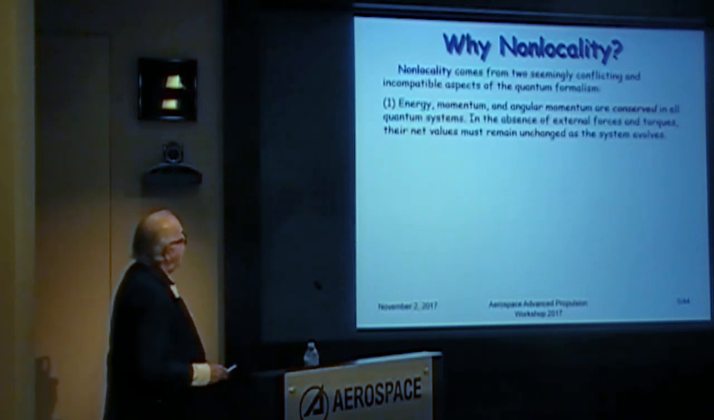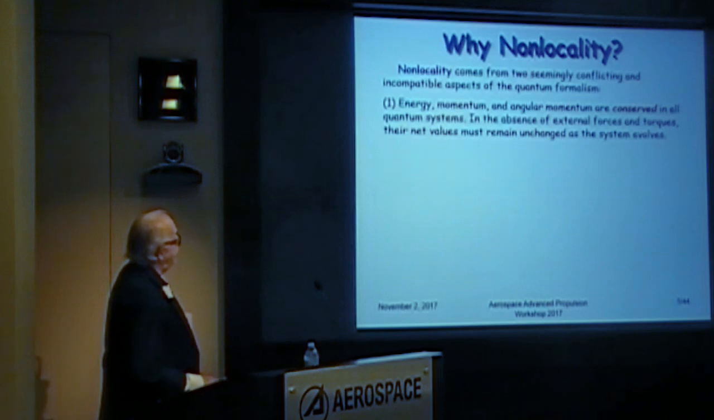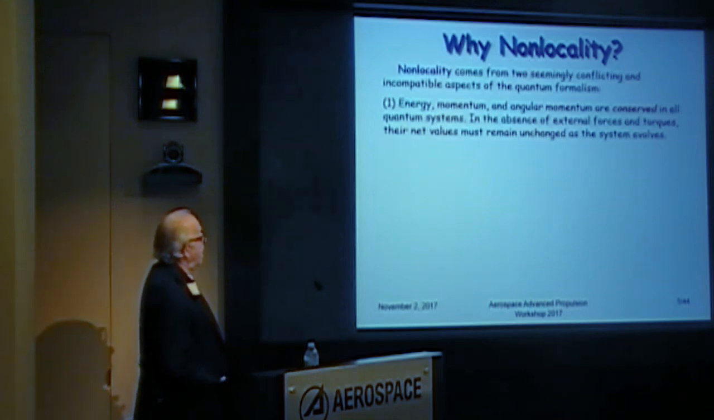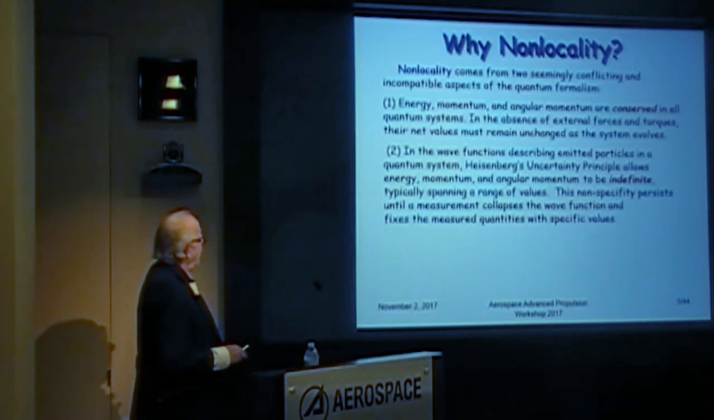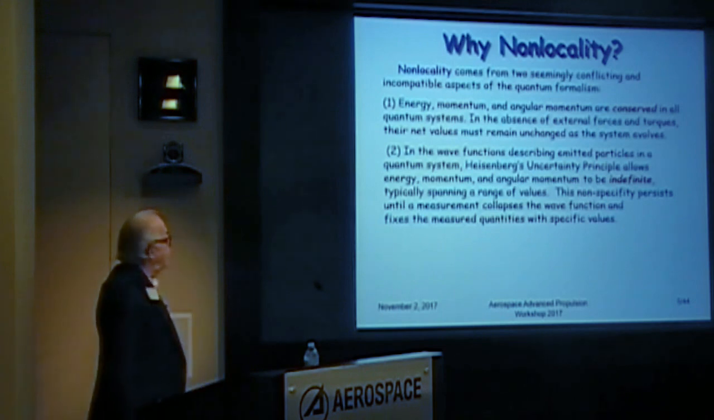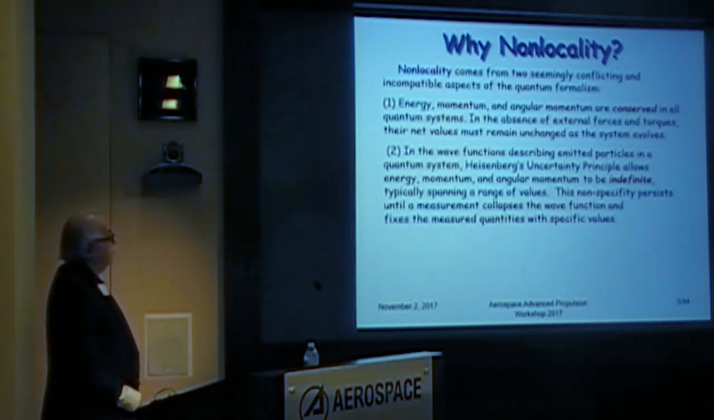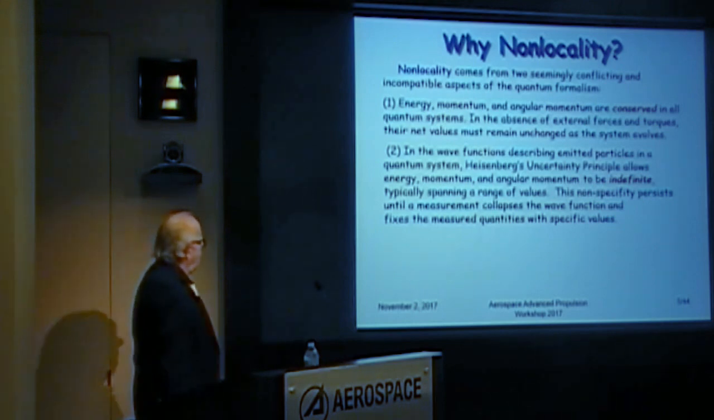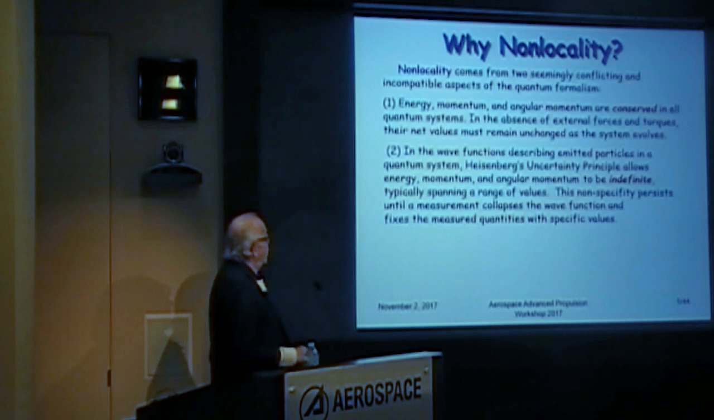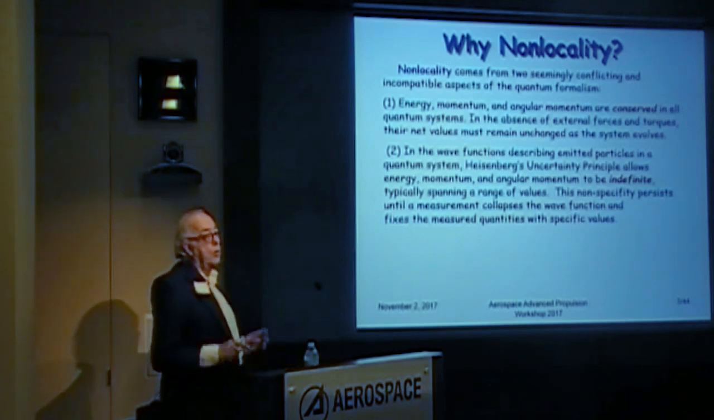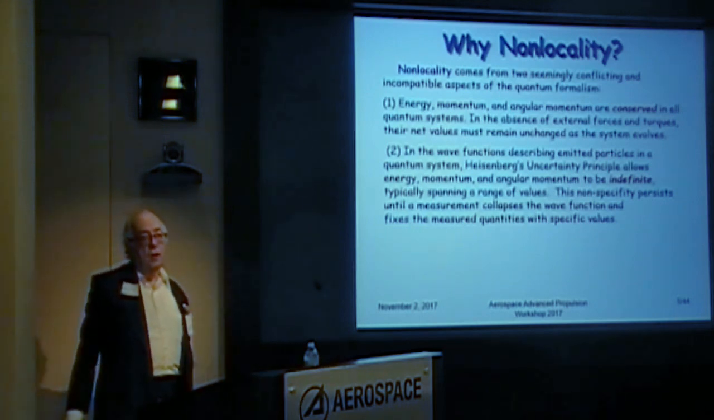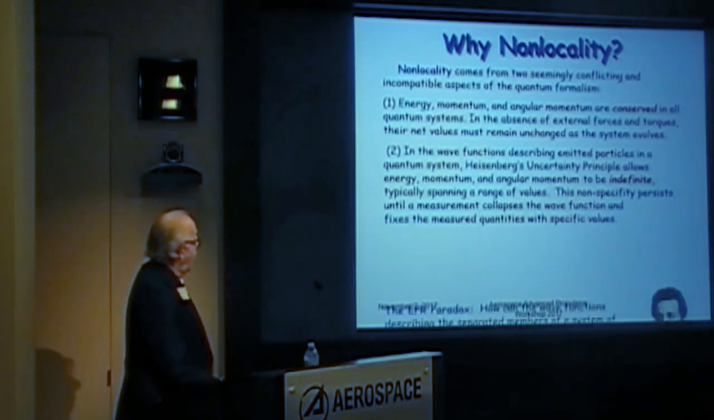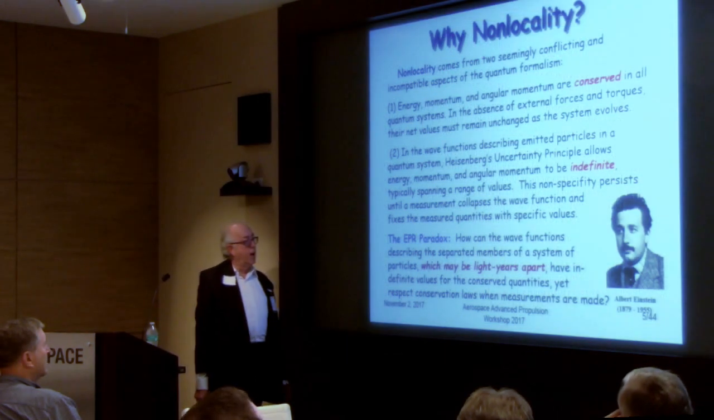Energy, momentum, and angular momentum are conserved quantities in a quantum system, and in the absence of external forces and torques, their net values must remain unchanged as the system evolves. However, the wave function describing the emitted particles is subject to the Heisenberg uncertainty principle, and it allows the energy, momentum, and angular momentum to be indefinite and span a whole range of different values. And this non-specificity persists until a measurement collapses the wave function and these values become fixed. And this is a real problem in a multi-body system, because measurements in various places all have to agree in order to make the conserved quantities work out. And this is the nature of the EPR paradox.